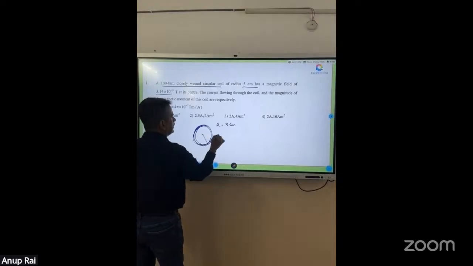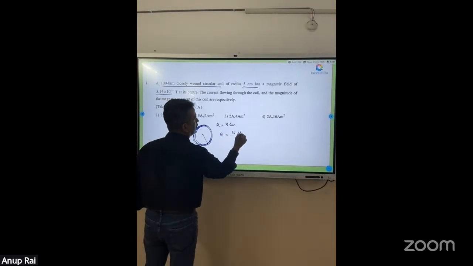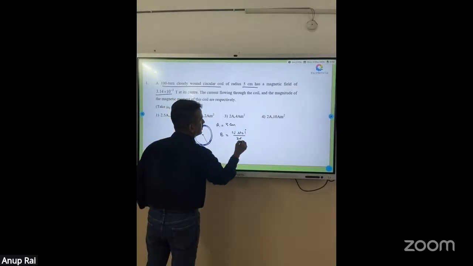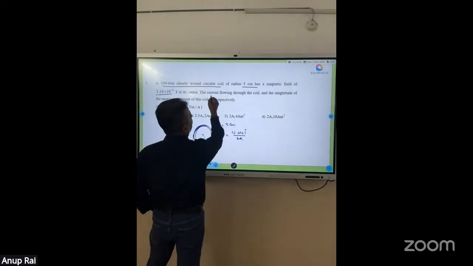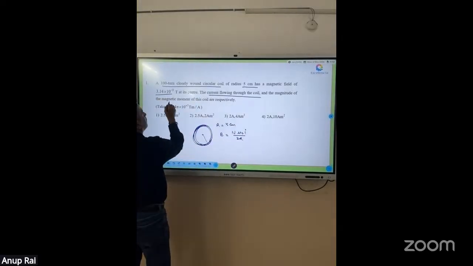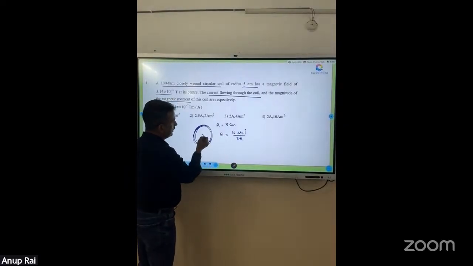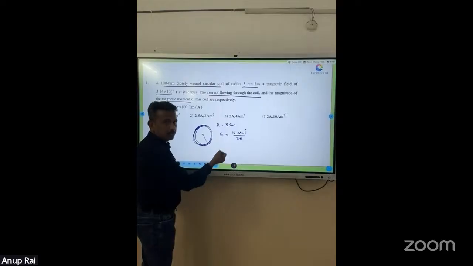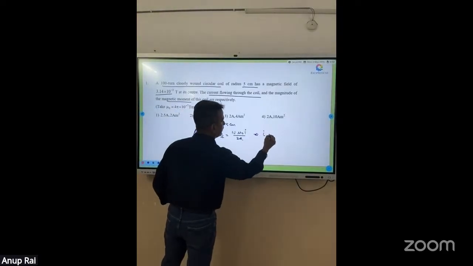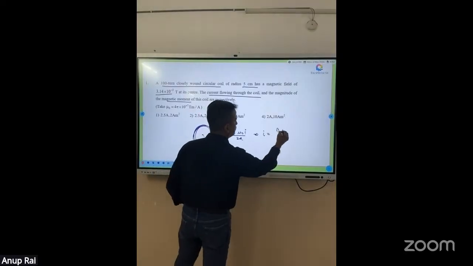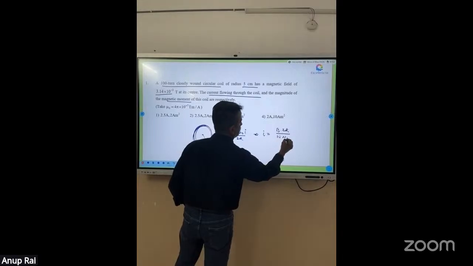So we know that B is equal to how much? If n turns are there, n mu naught I upon 2R. This is the formula. They are asking for the current flowing through the coil and the magnetic moment. These two we need to answer. So we know the relation: magnetic field at the center is equal to n mu naught I by 2R. So B is given, so I can be calculated from here. It will become B into 2R divided by n into mu naught.